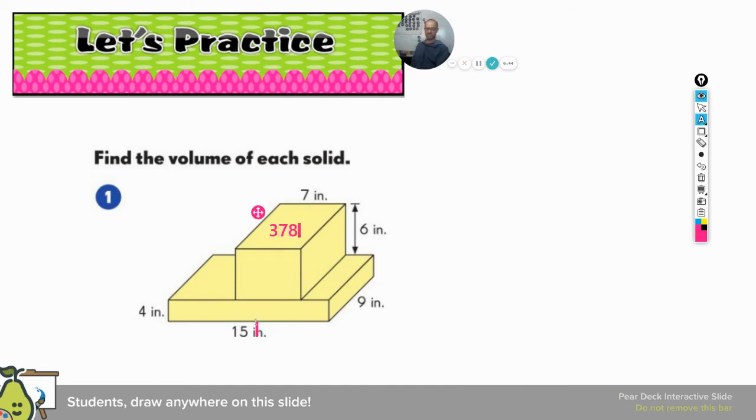4 times 15 is 60 times 9 is 540. Add them up. 540 plus 378 is 918.